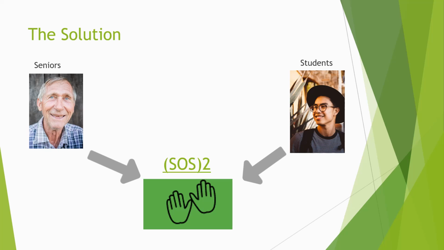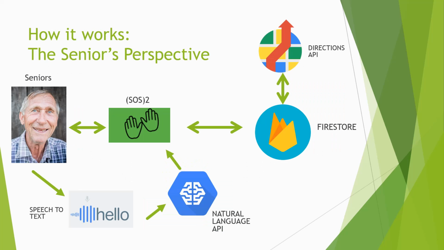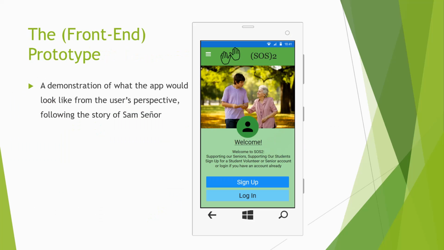The purpose of this app is to match student volunteers with seniors who need assistance. Sam needs someone who can get groceries for him, and Johnny needs to make ends meet and is happy to volunteer. This is what the flowchart would look like from the senior's perspective. It involves the SOS 2 platform, as well as the Firestore database and Directions API. If a senior has trouble with technology, they can always call the SOS 2 hotline with speech-to-text and text analysis features. We'll go over a front-end demo, then the back-end demo of each of the Google Cloud Platform tools.